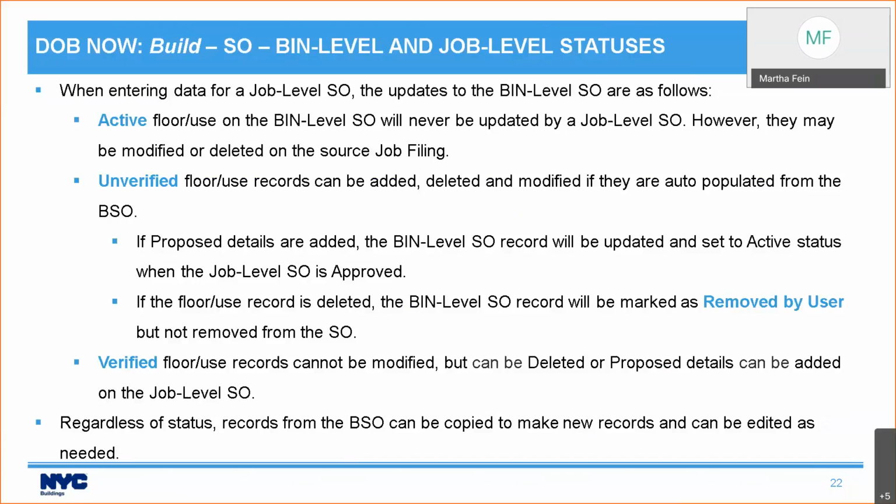Now, if the floor use record that auto-populates on his job level schedule of occupancy shows as verified, he can't change the existing occupancy, but he can add proposed details. So when I put in the information, I put in what's currently going on, and DOB checked, and that is correct, and they approved and verified it. Abhishek now comes in, and he's going to make a change, so he can add proposed details. He could even delete that floor use record if he were demolishing that floor, but he can't modify what currently exists. He can only make changes.